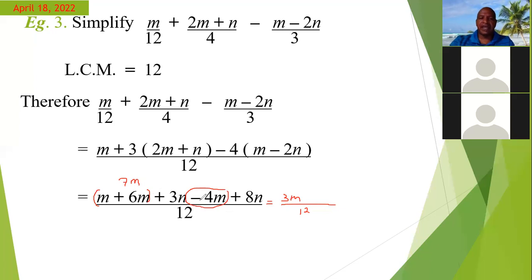Now to simplify the N's, we'll look at what we have in the N's now. So for the N's, we would have positive 3N and we have positive 8N. So these are two positives, so we simply add them together and keep the positive sign. So here we would get what? Plus 11N.